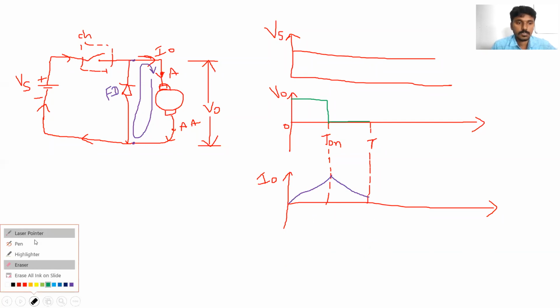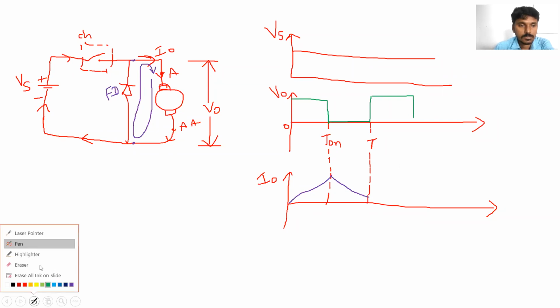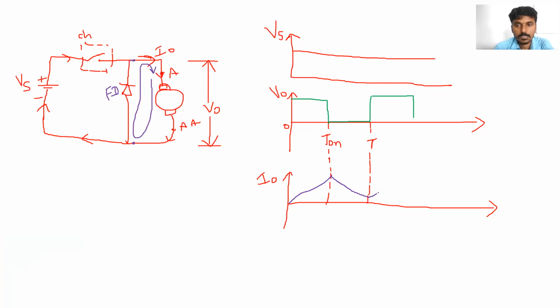Next, again the switch is on, so the same cycle is repeated. During this period the switch is in the on condition, so the current again increases. When the switch is in the off condition, the current is going to decrease, but the current is still flowing through the load circuit through this freewheeling diode.